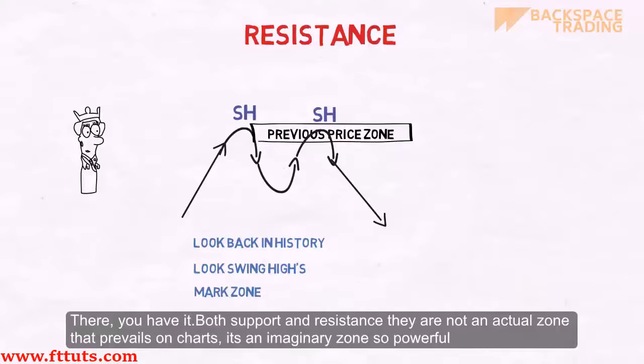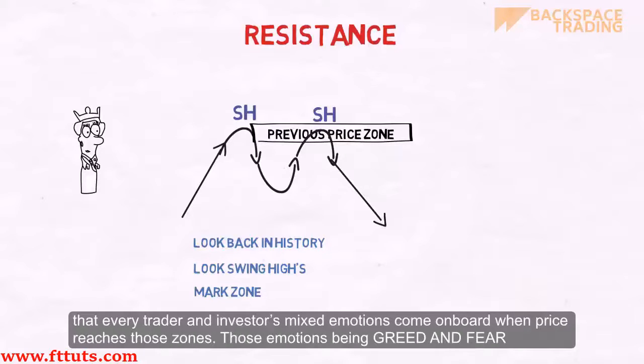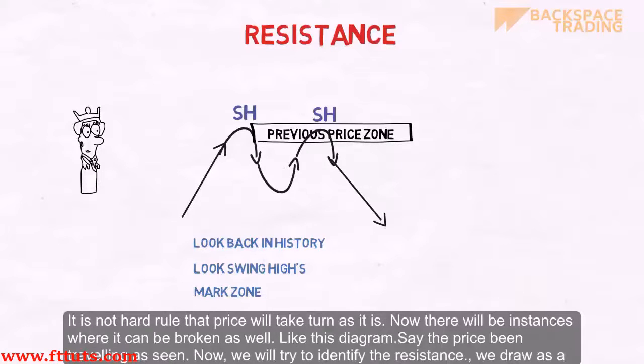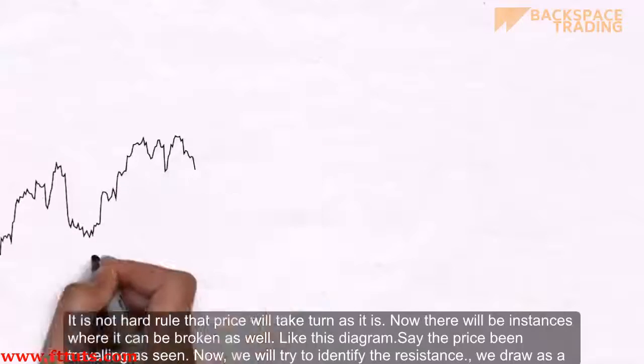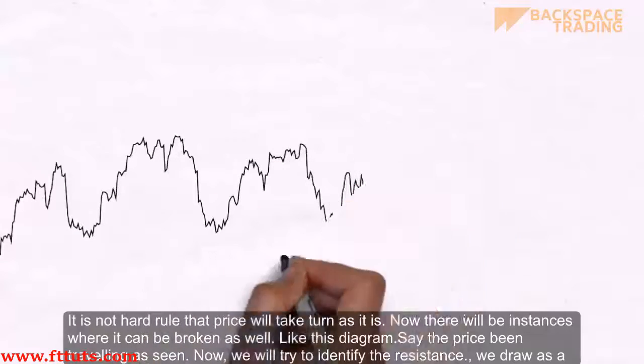Both support and resistance are not an actual zone that prevails on the chart. It is just an imaginary zone so powerful that every trader or investor's mixed emotions come on board when price reaches those zones. Those emotions being greed and fear. Well, it is not a hard rule that price will take a turn as it is. There will be instances where it can be broken as well, like this diagram.